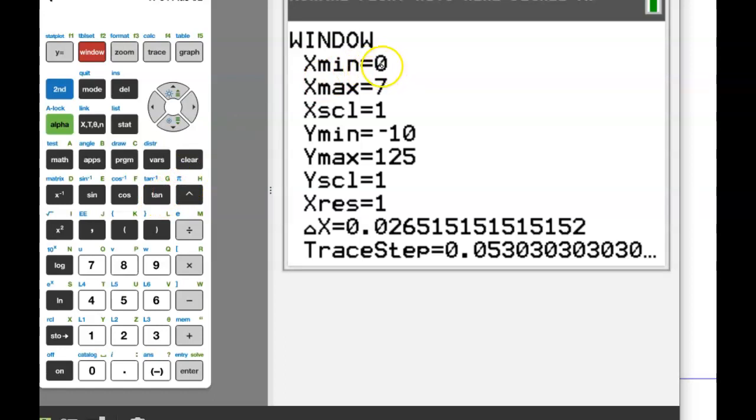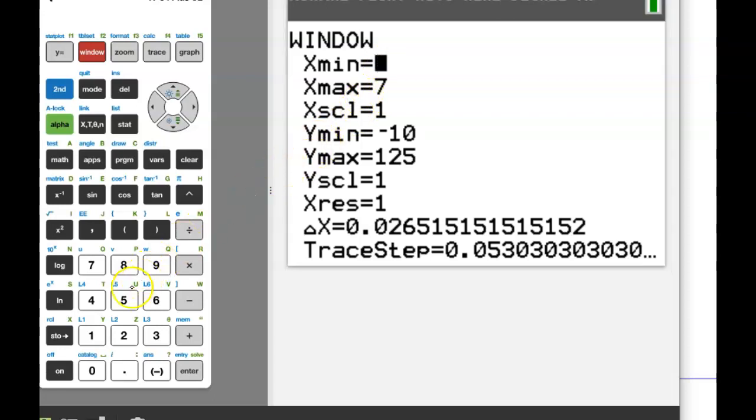X is time. Can time be negative? No, so everybody should tell me it starts at 0. Now, you just want to make sure the thing comes down again. The ball comes down and hits the ground. So if you went 0 to 10, that would be fine.